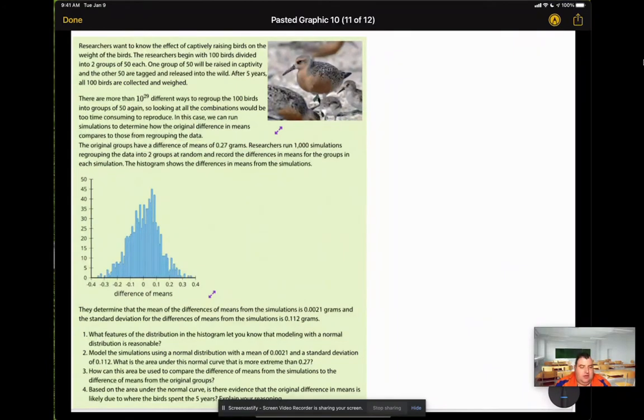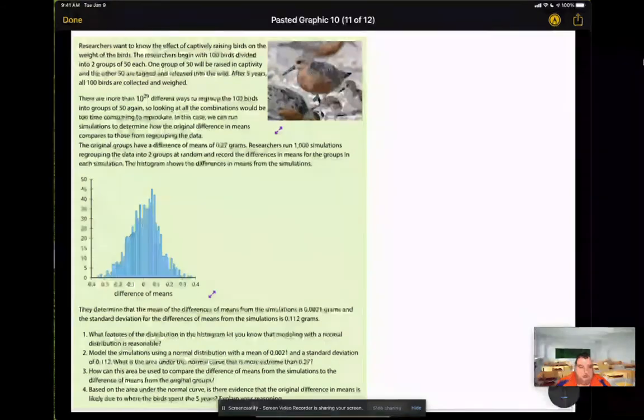There are more than 10 to the 29th different ways, and to give you an idea of what that means, 10 to the 29th is a number of 1 followed by 29 zeros. So it's a pretty gigantic number. So there are more than 10 to the power of 29 different ways to regroup the 100 birds into groups of 50 again. So looking at all the combinations would be too time consuming to reproduce.